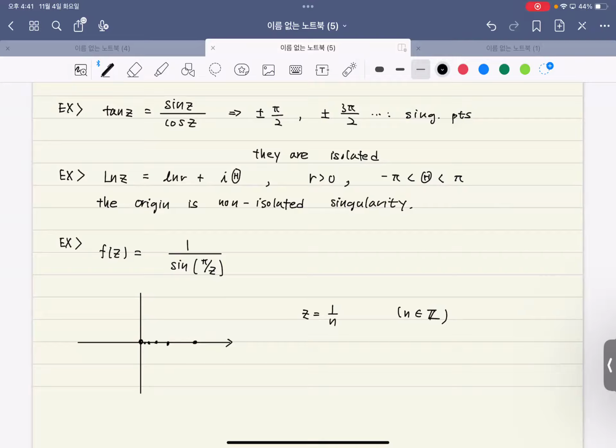Oh, yeah, my picture is really bad, but I know you get the point. In this case, the origin is a non-isolated singular point, right? What about the other points? Are they isolated or non-isolated? They are clearly isolated singular points. So it has infinitely many singular points, but the only non-isolated singular point must be the origin, right?